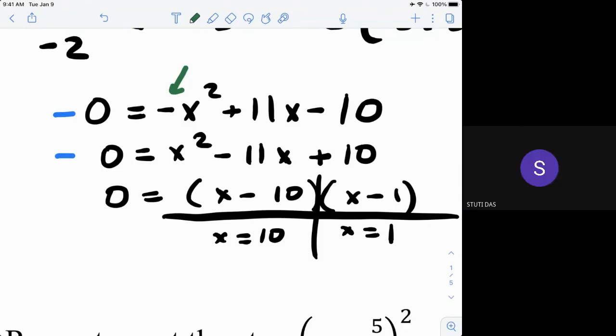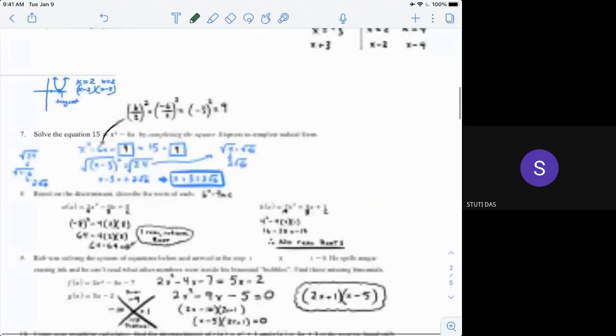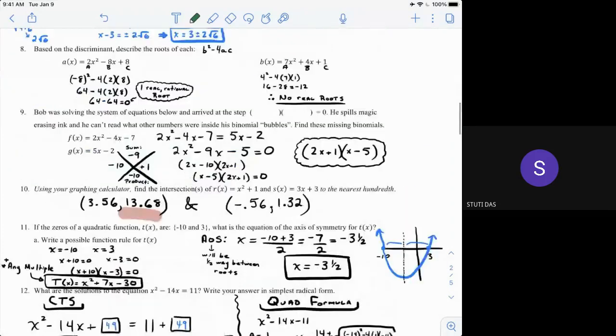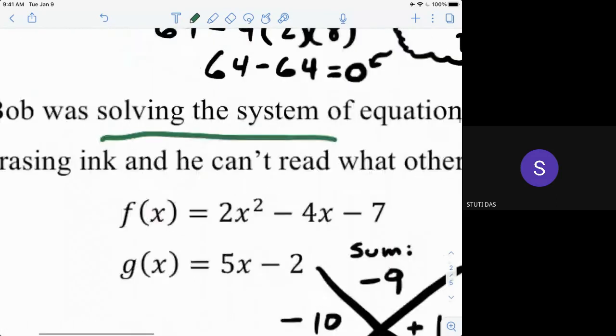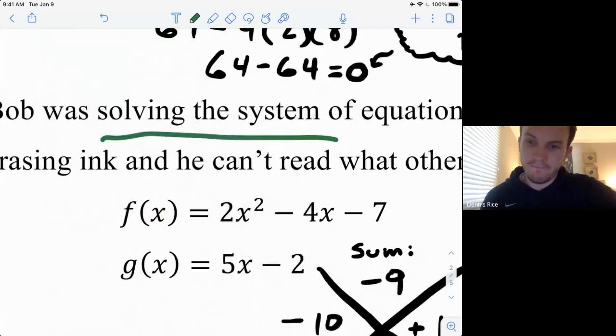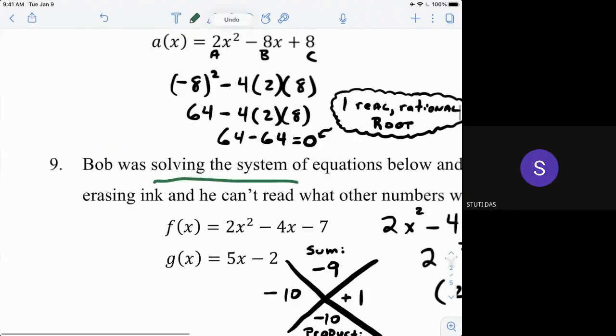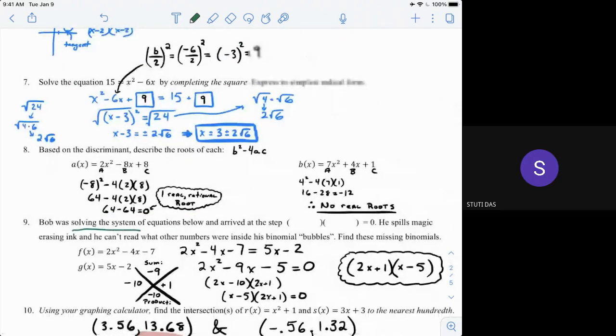For number 9, the Bob question, how do you know that you have to set them equal to each other? Because in the question it doesn't directly tell you that. So I misunderstood and solved each one. Right. It's not very clear, but it does say he's solving the system, which implies that he's setting them equal to each other. Yeah, it wasn't very clear. It did say he was solving this. How would you solve a system? You set them equal to each other. Oh, okay.